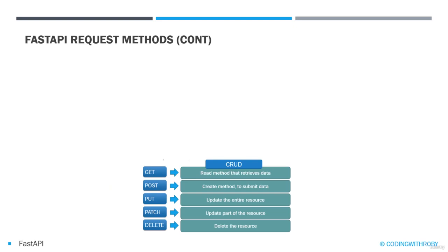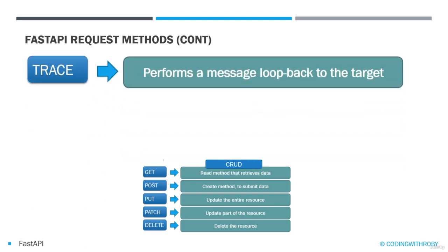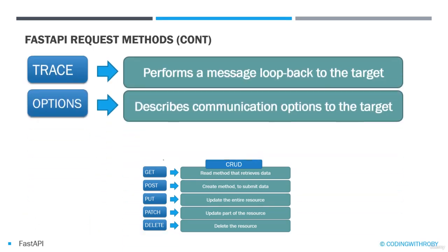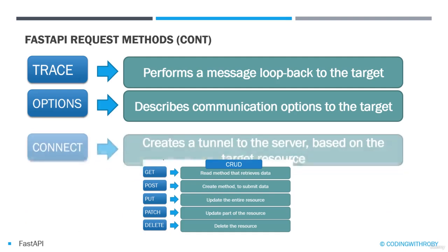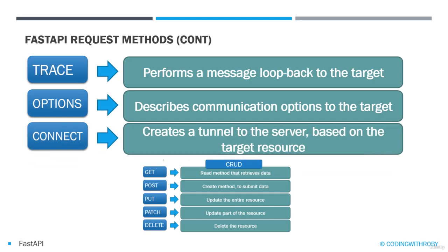There are some additional request methods that we will not really be using throughout this course. These are used significantly more rarely than the CRUD operations, and these HTTP request methods include TRACE, which performs a message loopback to the target, OPTIONS, which describes the communication options for the target, and lastly, CONNECT, which creates a tunnel to the server based on the target resource.